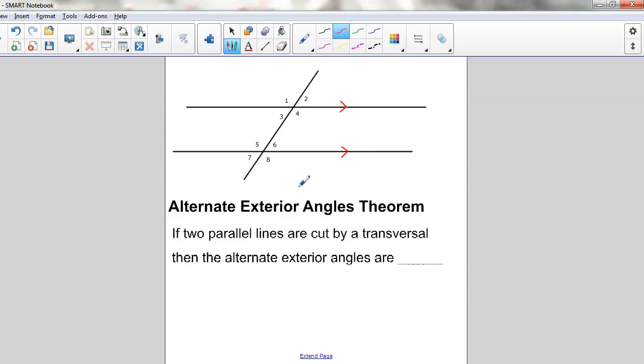Alternate exterior angles theorem. Alternate exterior angles are on the exterior and they alternate across the transversal. Examples are angle 1 and angle 8. These angles, as you can tell, are both obtuse. In this situation, they are going to be congruent. So when two parallel lines are cut by a transversal, the alternate exterior angles are congruent.